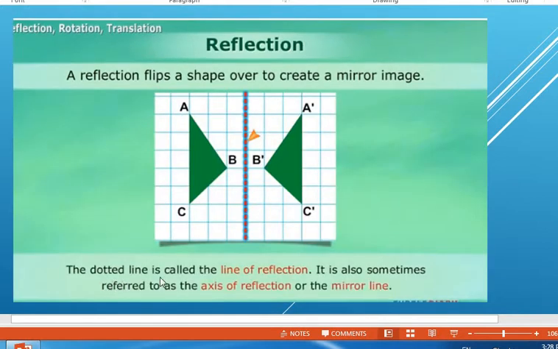The dotted line is called the line of reflection. This is the line of reflection. It's also sometimes referred to as the axis of reflection or the mirror line.